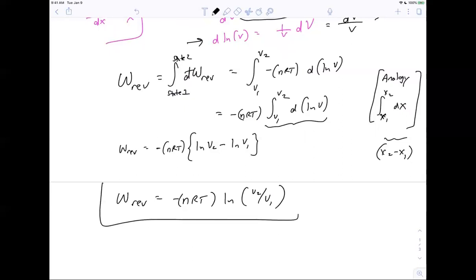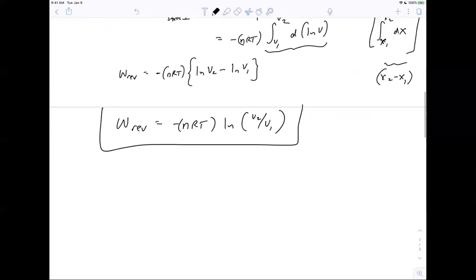And so this is what we get as the reversible work for an isothermal process which involves a change in volume with a gas that's modeled using the ideal gas equation of state. And so this applies for an expansion or a compression. I think you'll see this so much in this course that you'll memorize it. It just comes up everywhere.